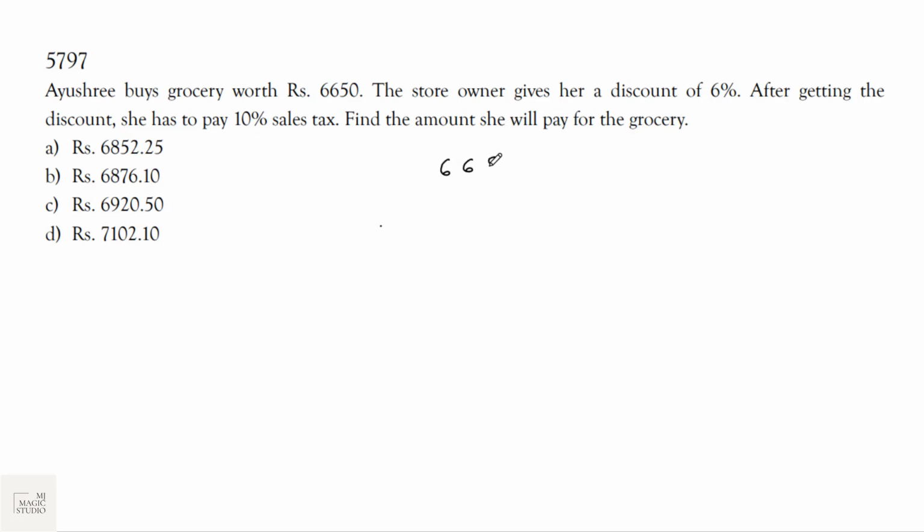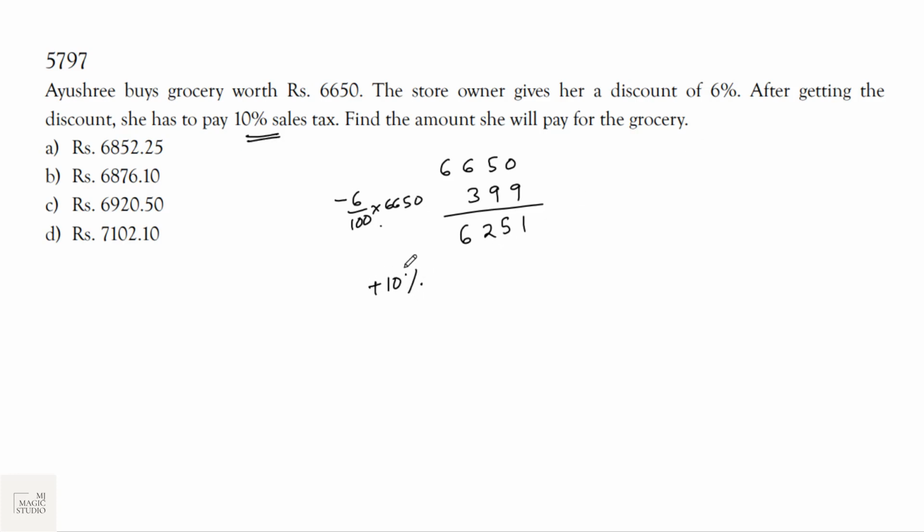So let's start with 6650. We'll deduct 6% of 6650. Discount is of 399, that is 6251. Now on this, she needs to pay 10% tax.